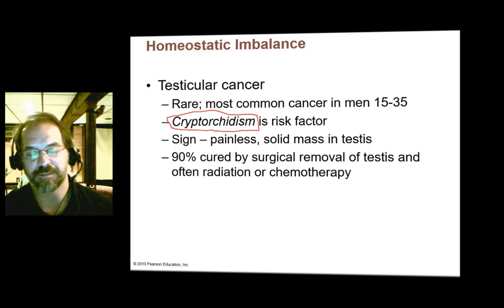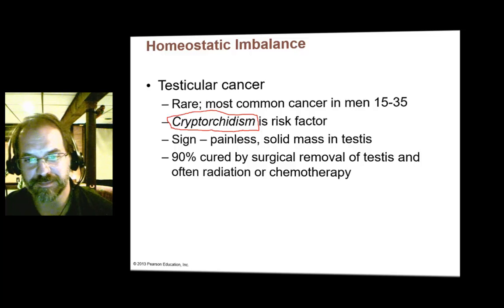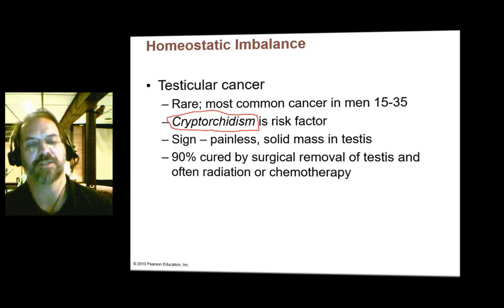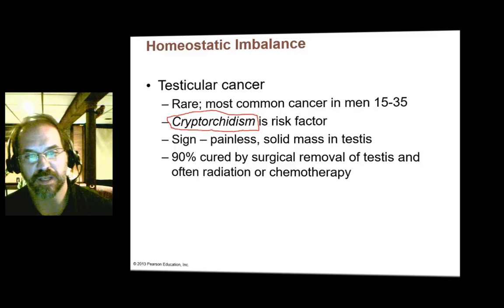Cryptorchidism is fancy speak for undescended testes. So I mentioned earlier how the testes have to travel from a position in the abdomen down through the inguinal canal into the scrotal sac, and they do this just prior to birth. If they fail to do that, that's called an undescended testis, and like I said, the clinical term for that is cryptorchidism.